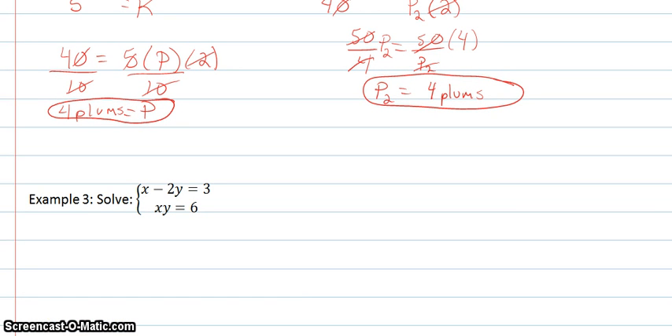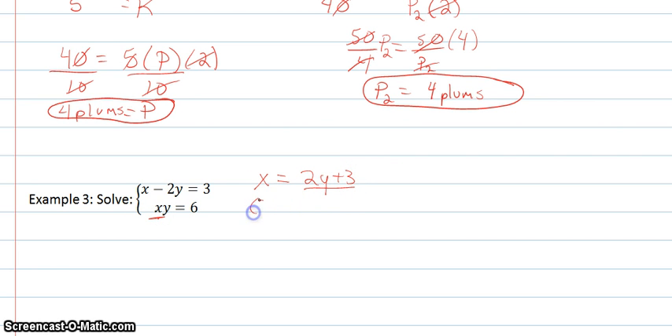Alright, now third example here. Now we solved these before, but when we solved them last time we had rational answers. This time we're going to have irrational answers, so it's not necessarily all that difficult, it just takes a little bit more time. So what we're going to do is use substitution. So I'm going to solve for x on the first equation, so x equals 2y plus 3, and I'm going to fill that in for the x here.